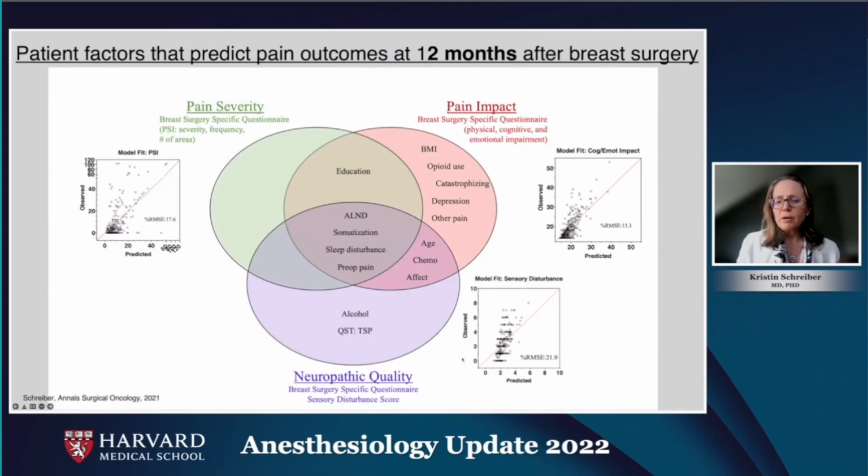So this diagram shows predictors of chronic post-surgical pain at 12 months after surgery. And again, in the green circle are predictors of severity. In the red are predictors of pain impact.